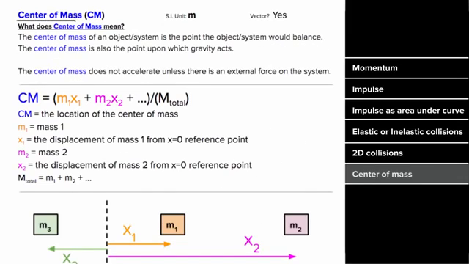What does center of mass mean? The center of mass of an object or a system is the point where that object or system would balance. And the center of mass is also the point where you can treat the entire force of gravity as acting. The way you can solve for the center of mass is by using this formula.